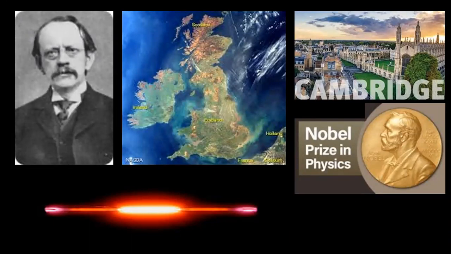Thomson was born in England and studied at Cambridge University, where he later became a professor. In 1906, he won the Nobel Prize for Physics for his research on how gases could conduct electricity. This research also led to his discovery of the electron.